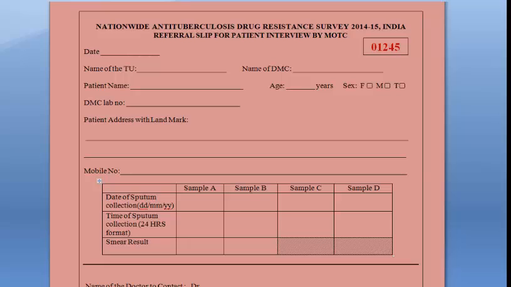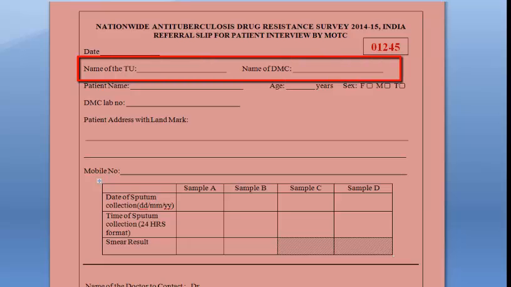Let us now view the contents of the referral slip and the information that is to be recorded. The date on which the referral slip is issued to the smear-positive patient is recorded. Every referral slip is pre-numbered with a unique ID number. This shall serve as a patient identifier between the DMC LT and STLS for follow-up and retrieval of patient.